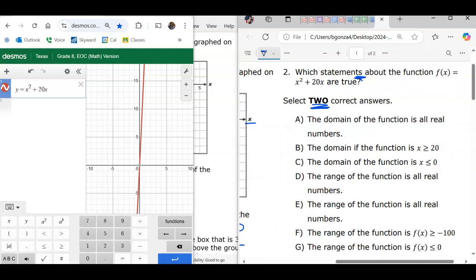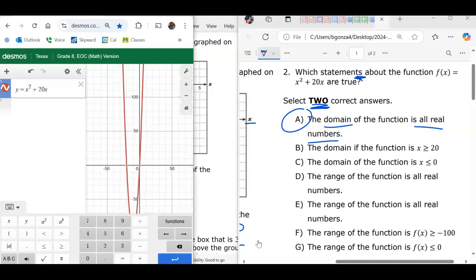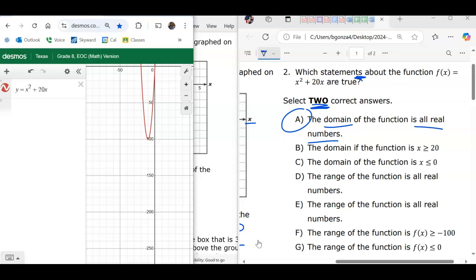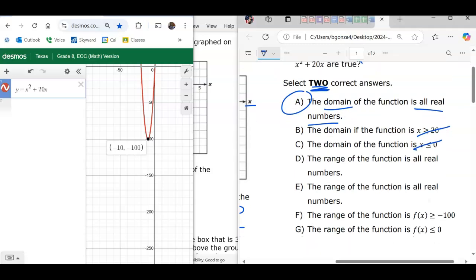Now, since it goes forever left, forever right, the domain is all real numbers. That is true, okay, for all unrestricted equation functions that you type into Desmos. It's going to keep going forever and ever. I'm going to zoom out so I can see this thing. All right, so this vertex down here is at -10, -100. We might need to use that. So if the domain is all real numbers, it's not this, so we got the domain, right?